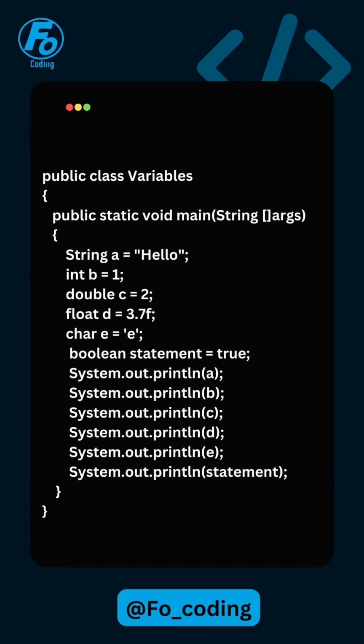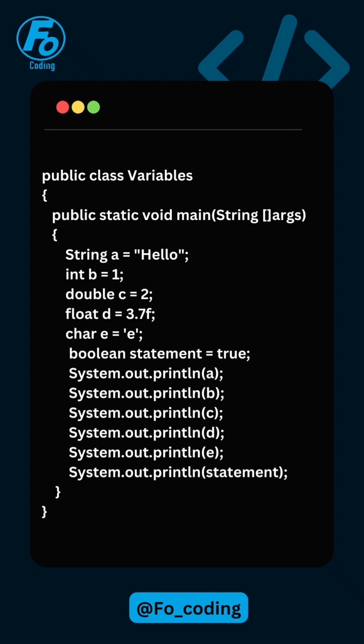Variables. Variables are containers for storing data values. Java has different types of variables. For example, String a = "hello". String stores text, such as hello. String values are surrounded by double quotes. int b = 1. Int is used to store whole numbers without a decimal point. double c = 2.5. Double is used to represent floating point numbers.